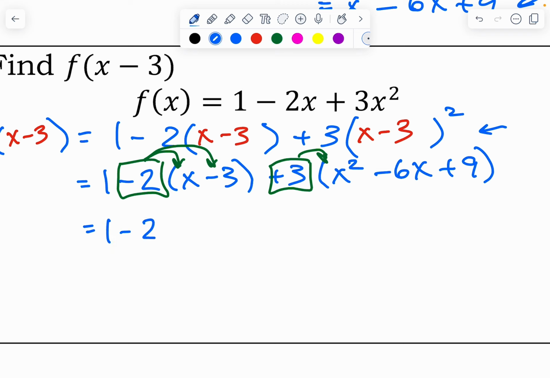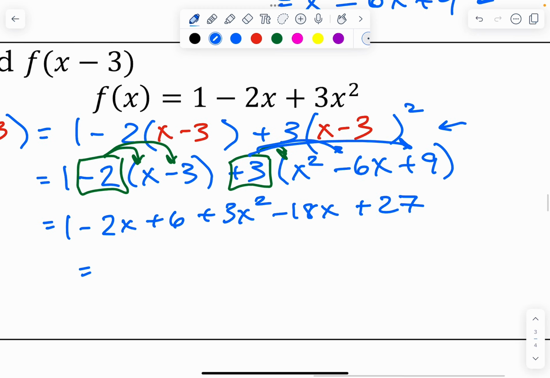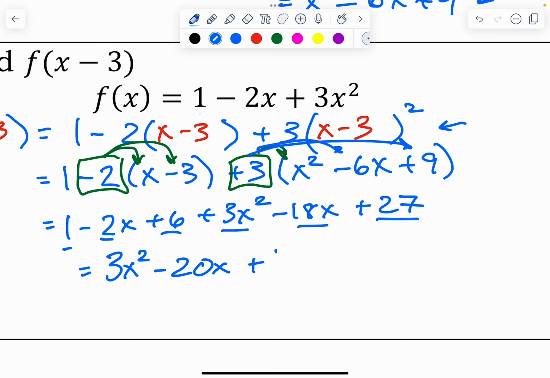So we have 1 minus 2x, and a negative 2 times a negative 3 is a positive 6. And then I have plus 3x squared. And now I see a minus 18x, and I see a plus 27. Now we like to write these in order from the largest degree. That's the x squared term. Then I have this and this that have an x, so that's minus 20x. And then what do I see with just a constant? I see 27 plus 6 is 33, plus 1 is 34.